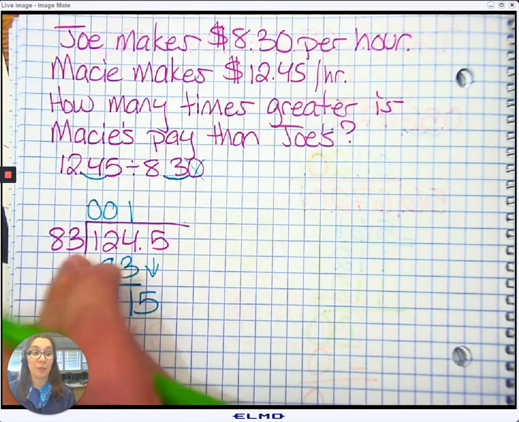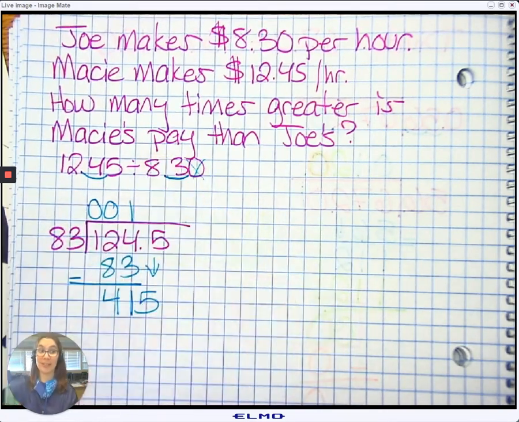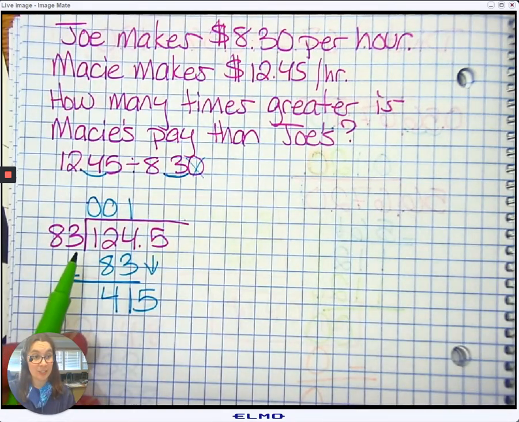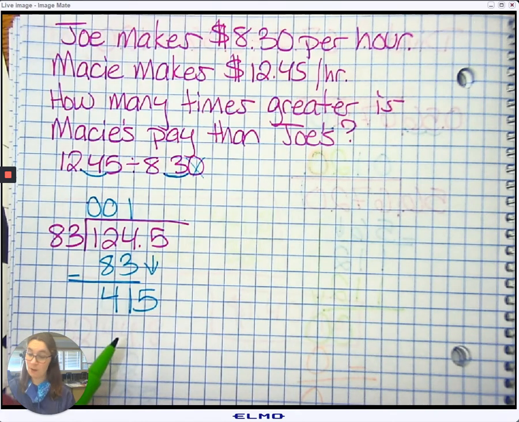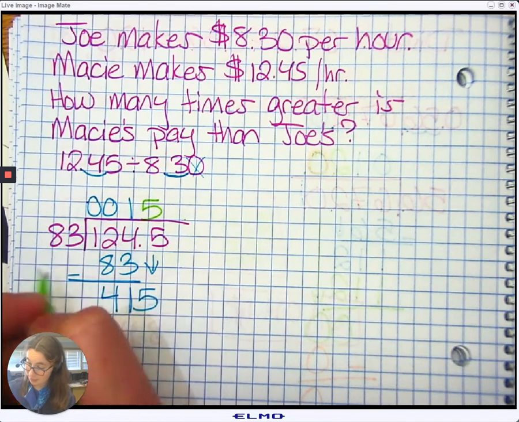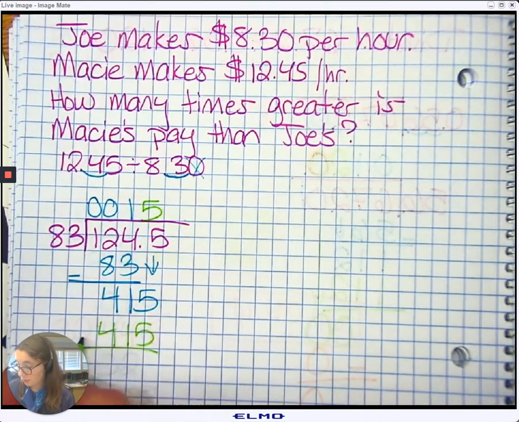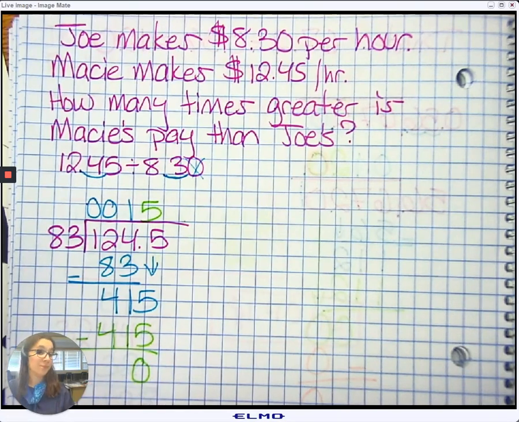Okay, but do I have enough with the 3? 3, 6, 9, 12, 15. Ooh, that goes in evenly, doesn't it? Nifty. So 83 goes into 415 5 times. 5 times 83 we just established was 415. We can subtract and get 0. We can stop here.